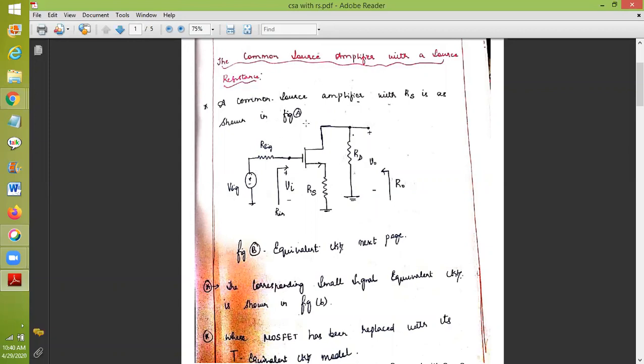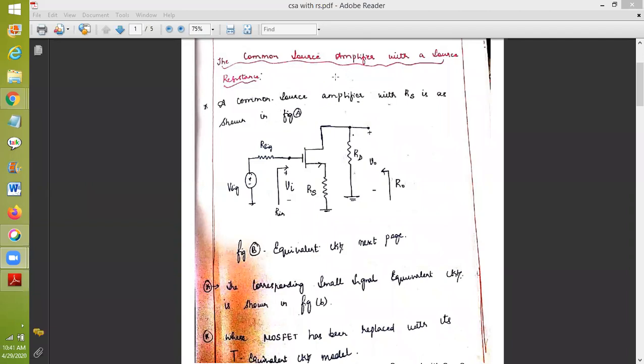First of all, how to draw the circuitry here? This is the MOSFET, and the three terminals of the MOSFET are gate, drain, and source. I repeat for the latecomers, today we are studying the new topic, common source amplifier with source resistance. We are placing the source resistance RS here.